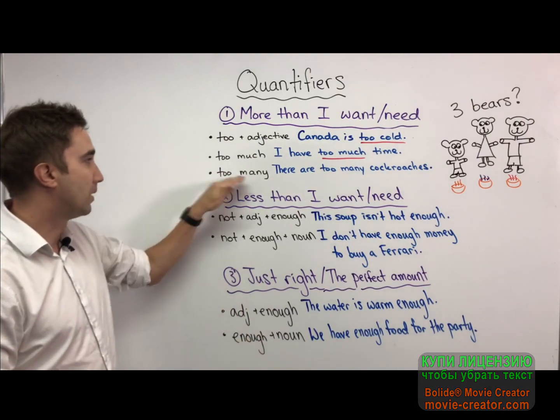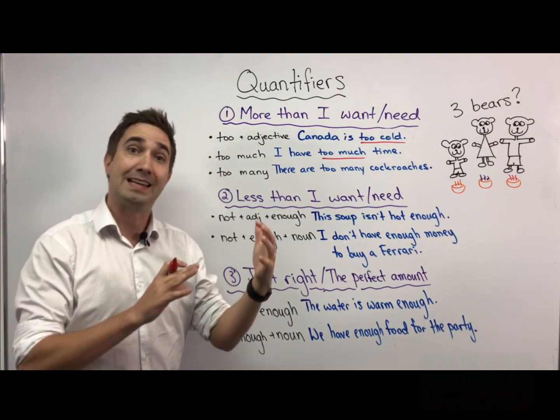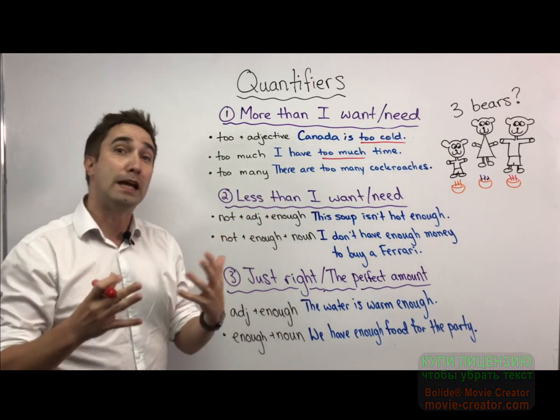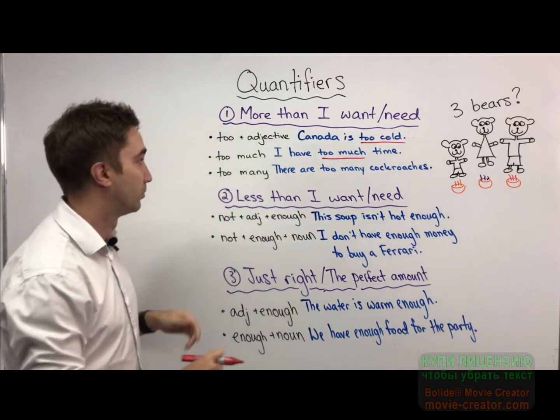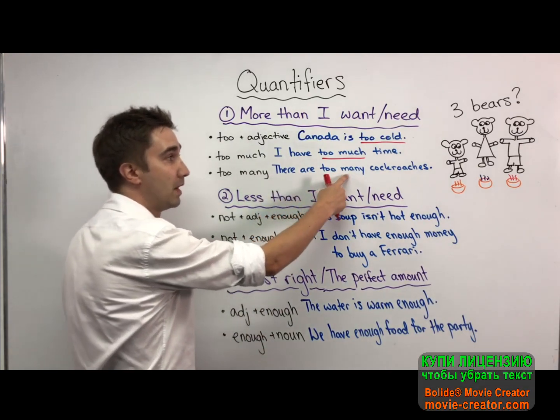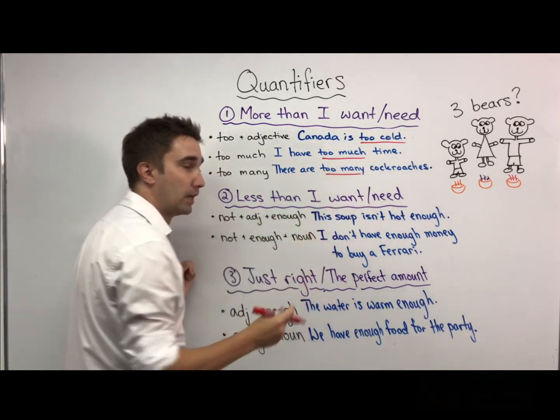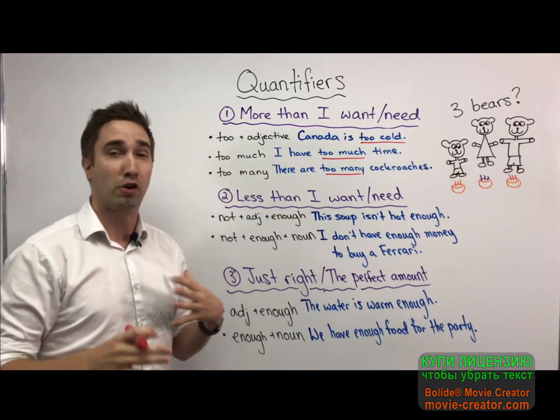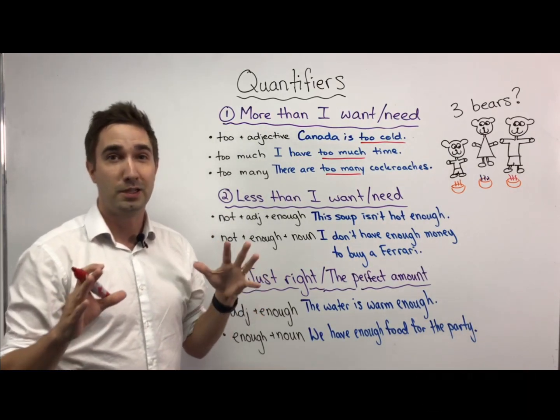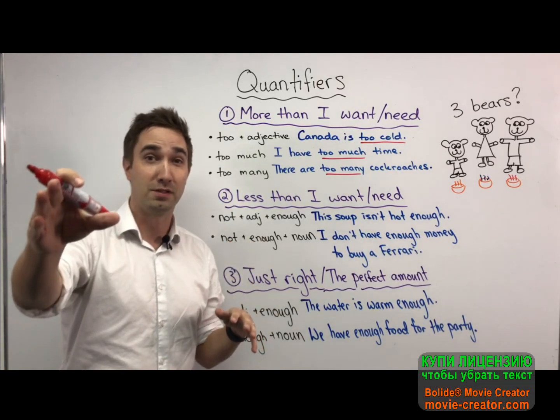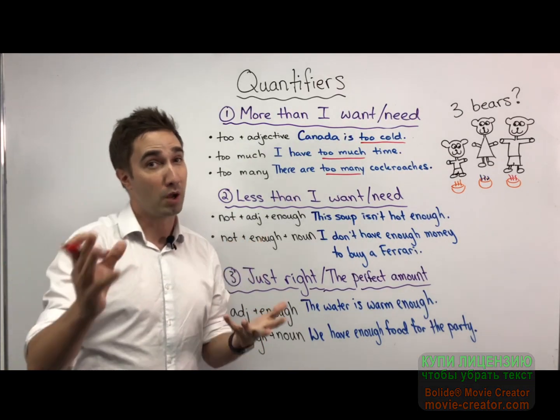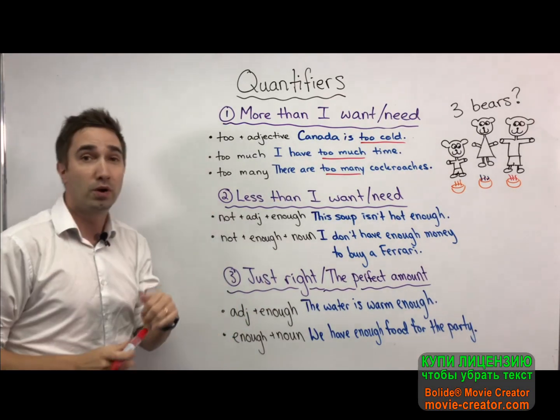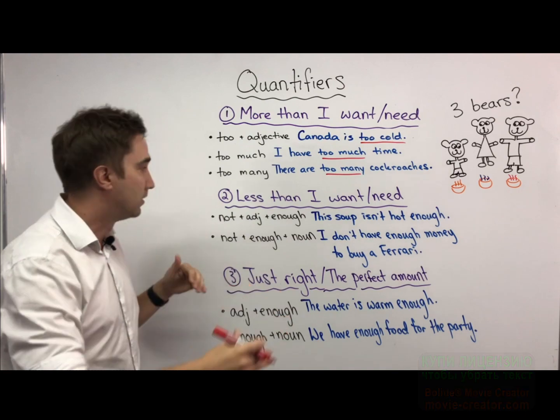And lastly, too many. And of course, we use that with a countable noun. So, you know, in Singapore, there are a few negative things, not many. It's almost the perfect place. But there are too many cockroaches, right? I don't like cockroaches. You don't like cockroaches. And I think there are too many cockroaches in Singapore. Do you have any cockroaches in your house right now? Probably. They're hiding, so be careful. All right, so that's more than I want or more than I need.